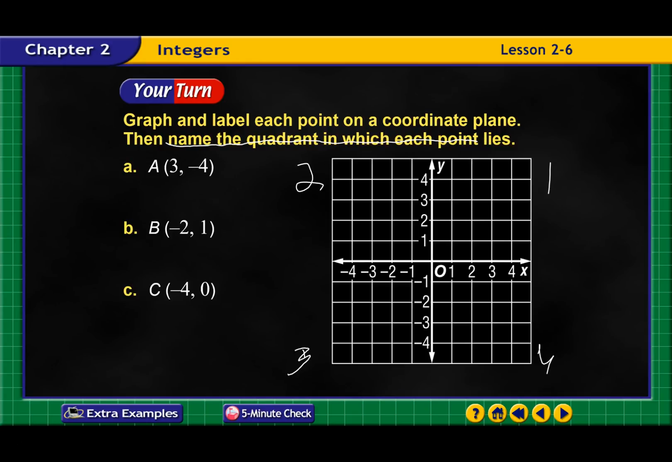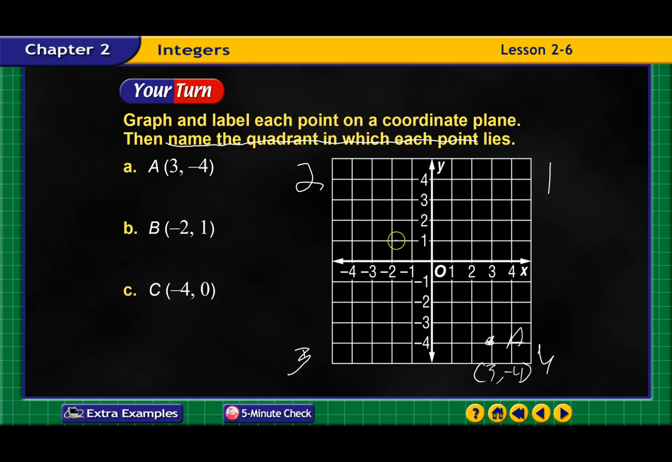All right, so first we're going to do letter A. So we're going to go over 3 and down 4. It's going to be A, and that's going to be in quadrant 4. Oh, graph and label. So when it says and label, I need to actually write 3, -4, and the letter.